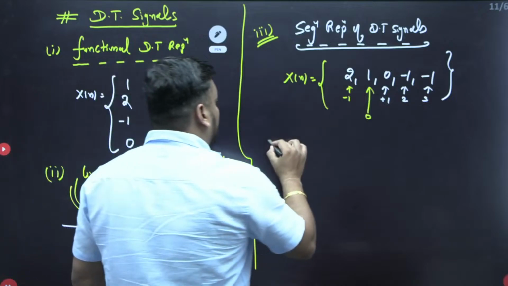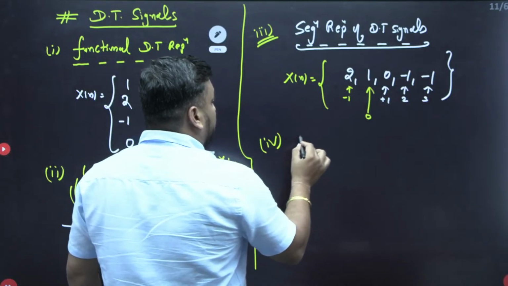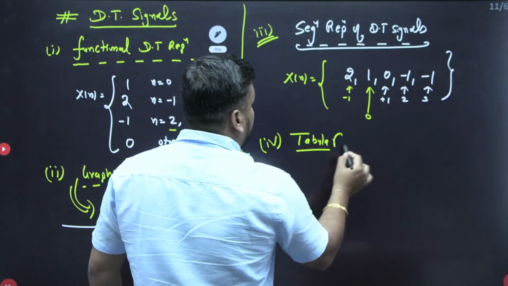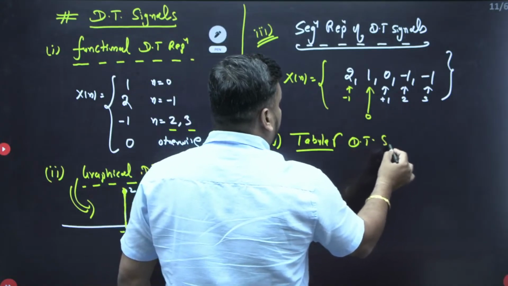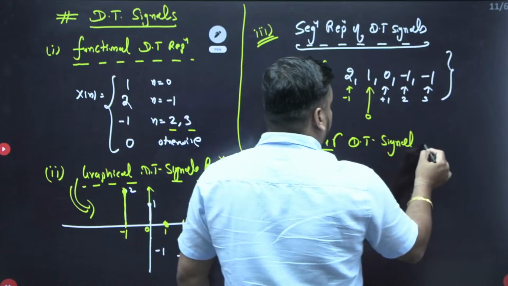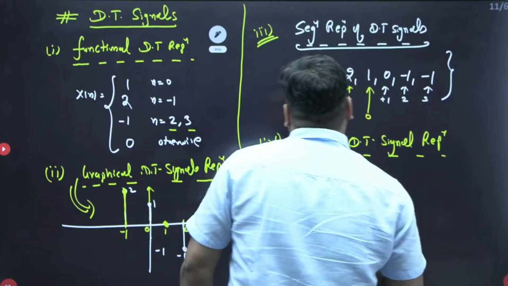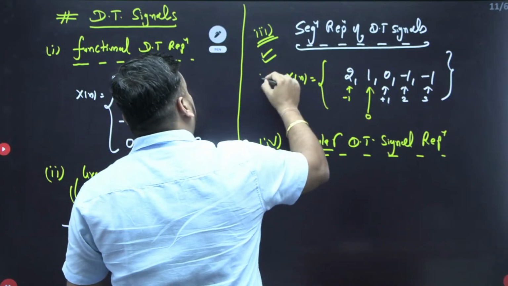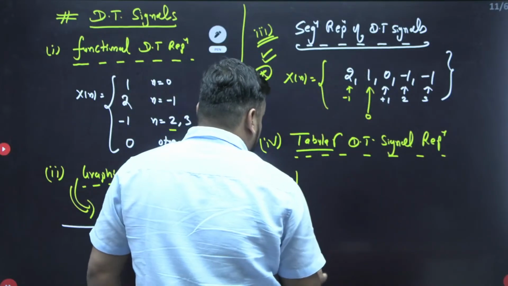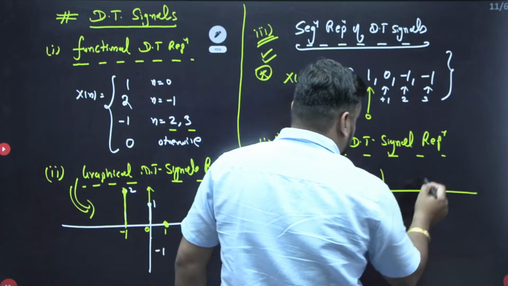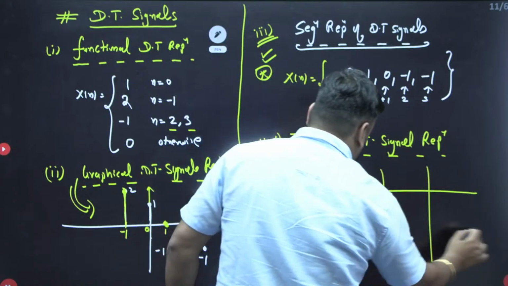Now, students, the fourth one is tabular representation. Tabular discrete time signals representation. The maximum we will prefer is the sequential form, so I am making a star mark here. Tabular form the examiner can also give you.